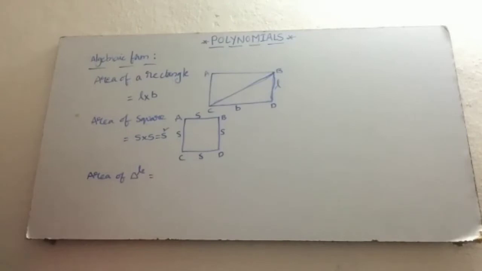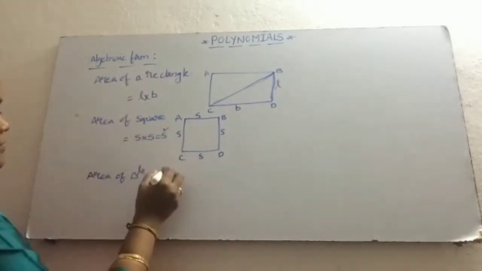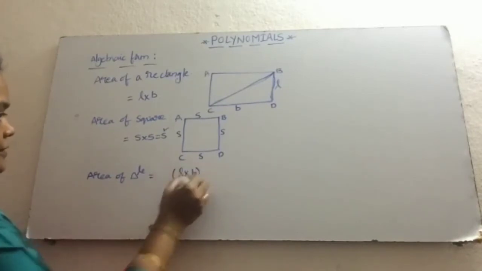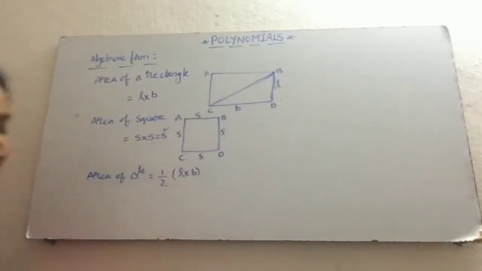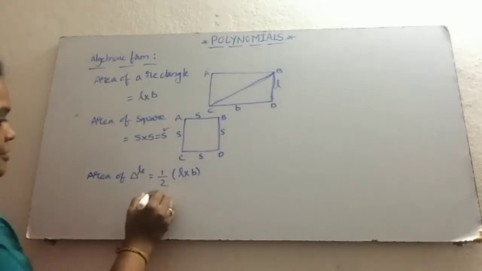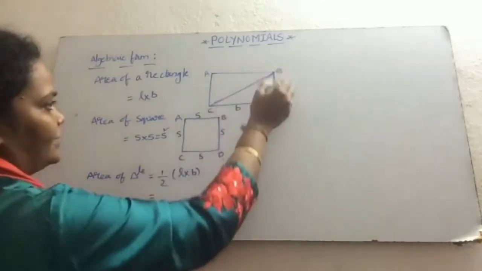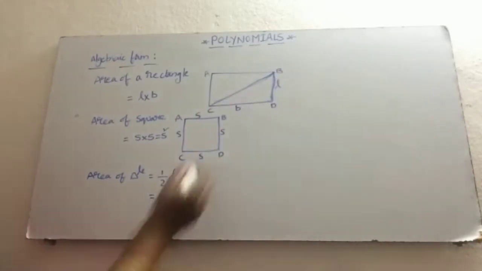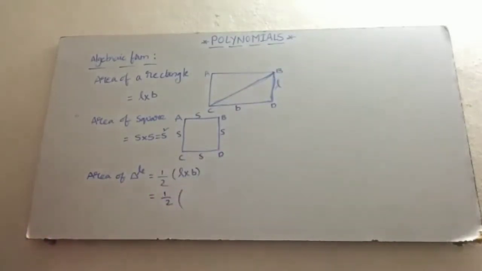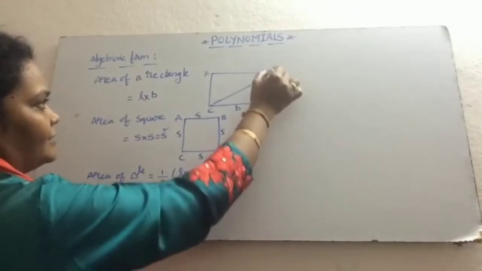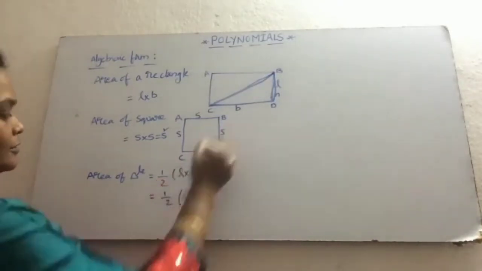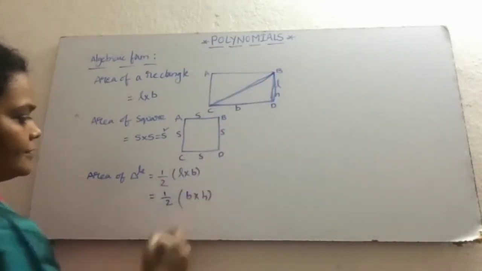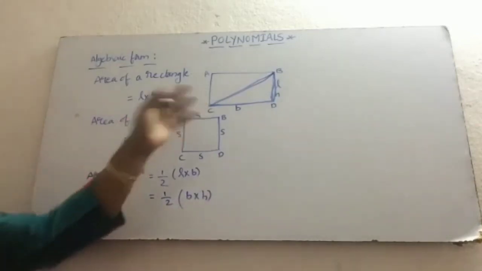Now I will take the area of the rectangle, that means length into breadth. But here it is half of this area. So that means half of length into breadth. What is the area of the triangle? Base into height. I take this as the height of the triangle, then half into base into height. So that is the area of the triangle.